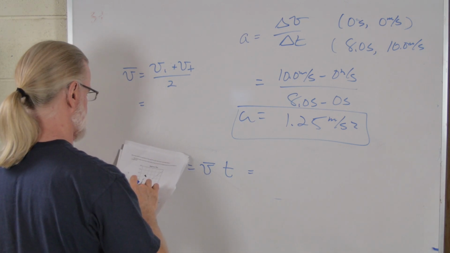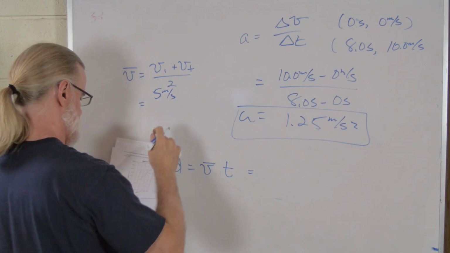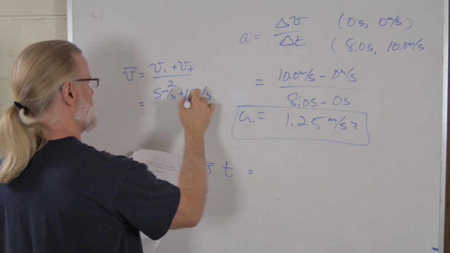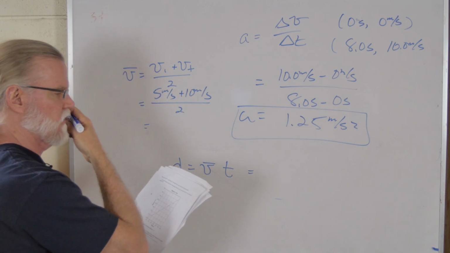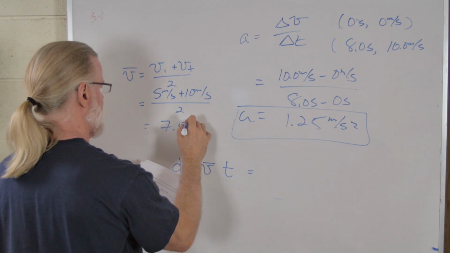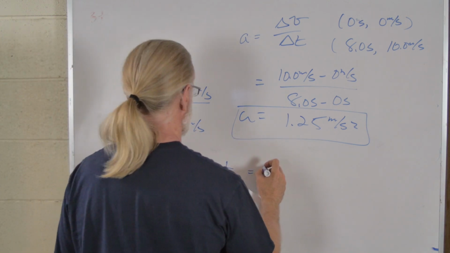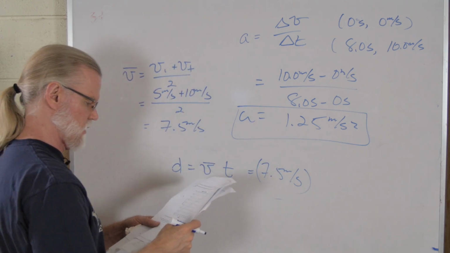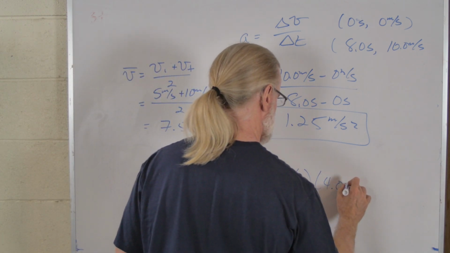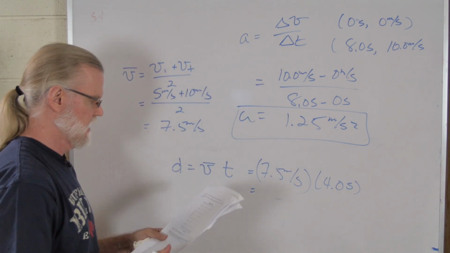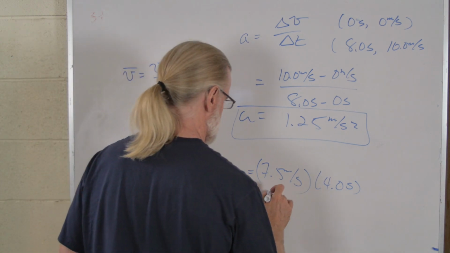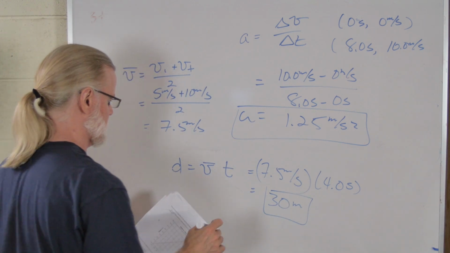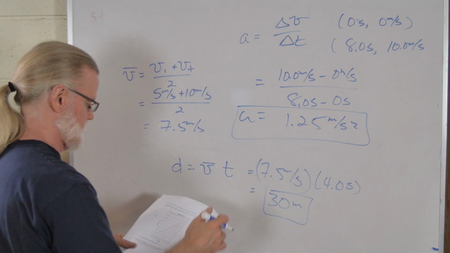Let's see, at 4 seconds, it looks like it's 5 meters per second, and at 8 seconds, it looks like it's 10 meters per second, divided by 2. So that's 15 divided by 2, which is 7.5 meters per second. So the average velocity is 7.5 meters per second, and it does that for 4 seconds, the time interval between 4 seconds and 8 seconds. So it's going to be 30 meters. All right, so that is the answer, 30 meters.